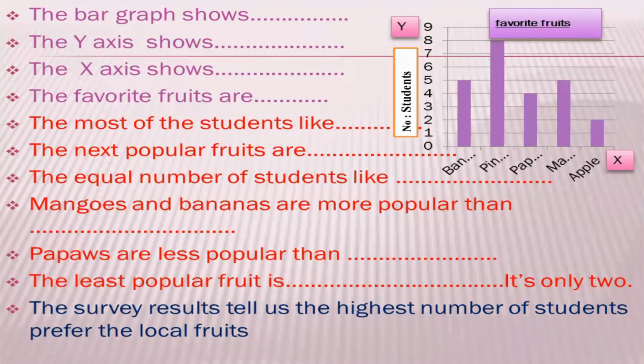The next popular fruits are, there are two. Yes, bananas and mangoes. The equal number of students like, again, bananas and mangoes. Mangoes and bananas are more popular than, yes, peppers. Peppers are less popular than, yes, bananas and mangoes. The least popular fruit is apples. It's only two. Okay, the survey results tell us the highest number of students prefer the local fruits. Okay, let's move to the next activity.